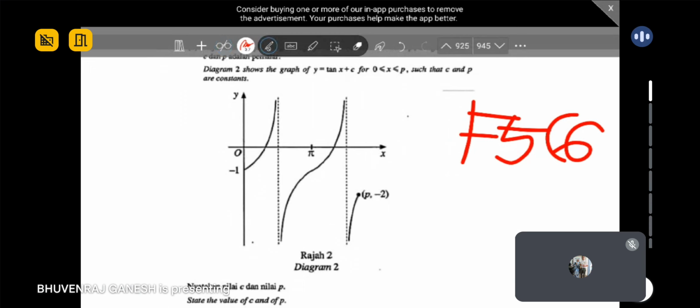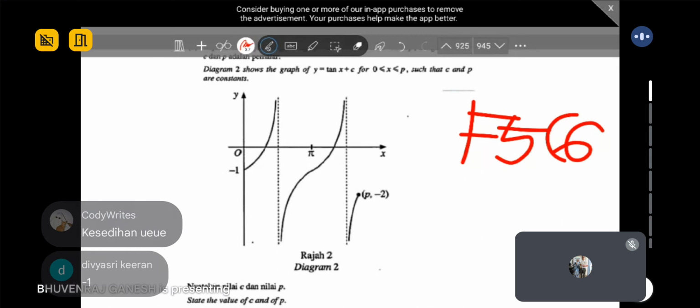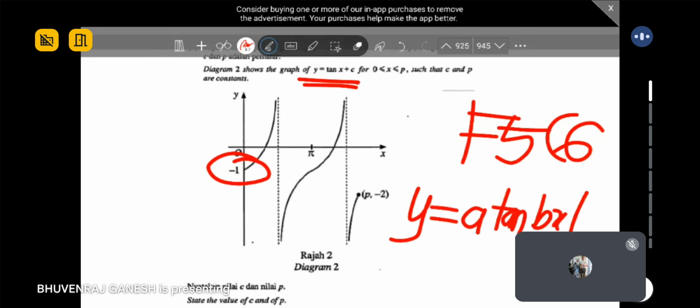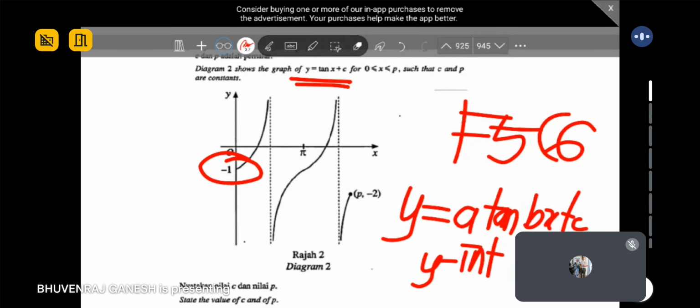Alright. So for this question, they ask you to state, guys, your C and P value. So first one, what is your C value? Apa nilai C? Very simple, yes. You just refer to your y-intercept, guys. Pintasan y. Because your general formula is like this. Rumus am bagi fungsi trigo. So plus C, we refer to your y-intercept or pintasan y. So C equal -1. P. How to get P, guys? May I know? Macam mana cari nilai P yang ni?